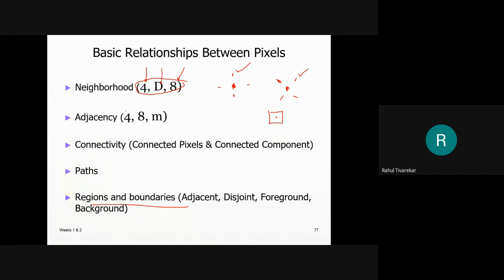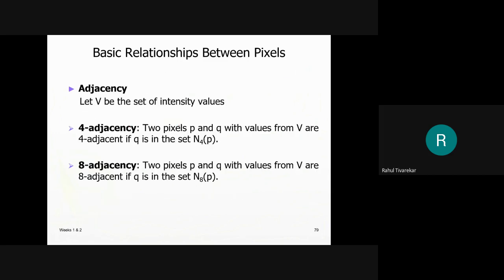Then we started with the adjacency. We started with four adjacency, where I showed you that pixel P and pixel Q with values from some given set V are said to be four adjacent if pixel P is in the set of four neighbors of pixel Q, or pixel Q is in the set of four neighbors of pixel P. So the reverse statement is also true. Basically, I want to see what the neighbors of pixel P and pixel Q are.